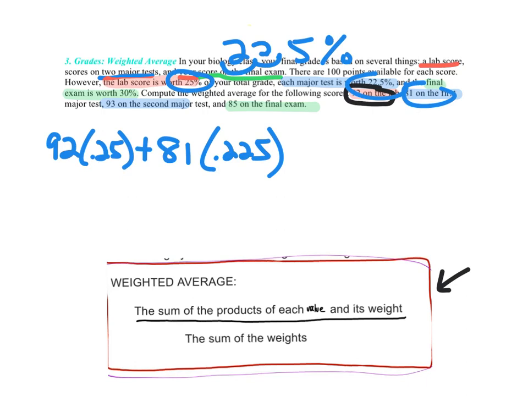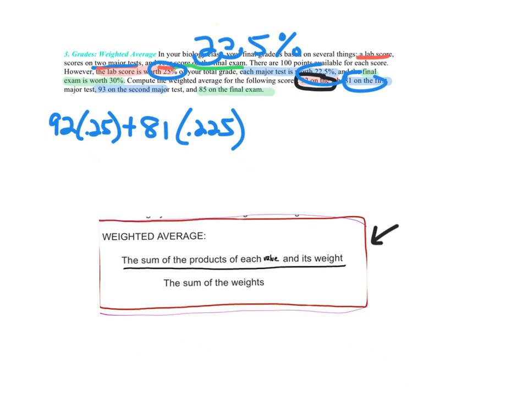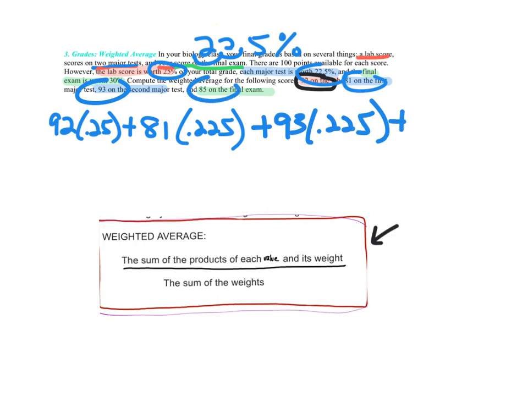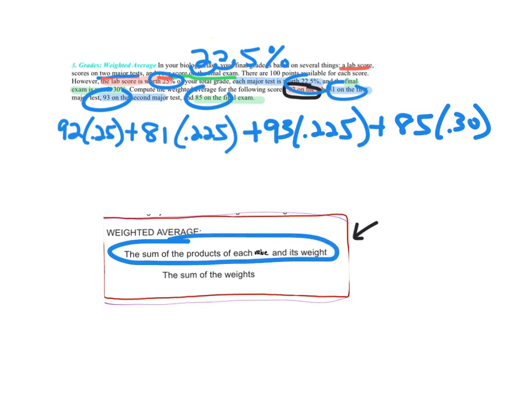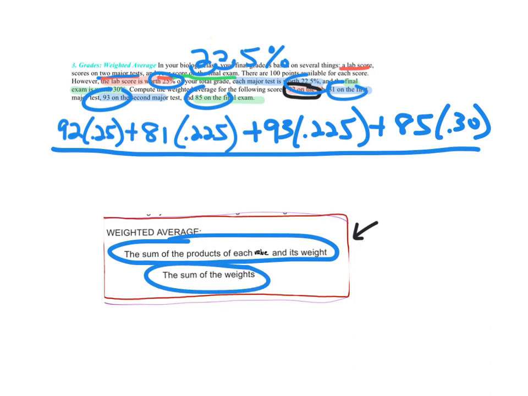So we have 81 times 0.225. The second test, you got a 93 on, so we're going to go 93 times 0.225. And then your final exam, an 85, and that's worth 30%. So 85 times 0.30. So that's the sum of the products of each value and its weights. And then we're going to divide that by the sum of the weights. In this case, the weights are the percentages.